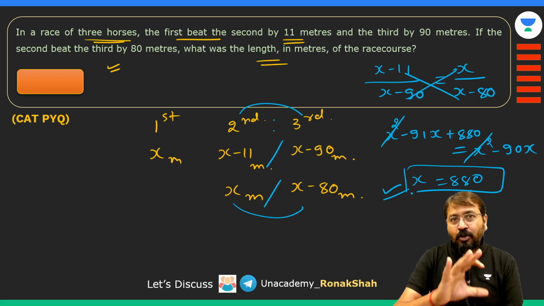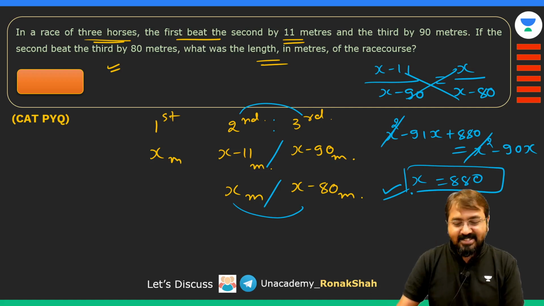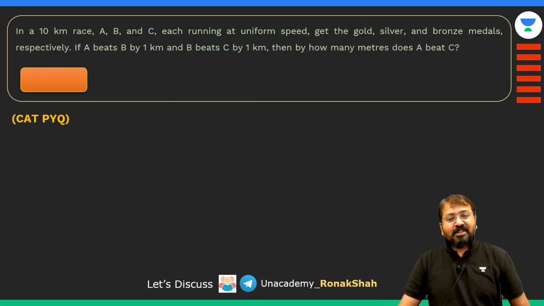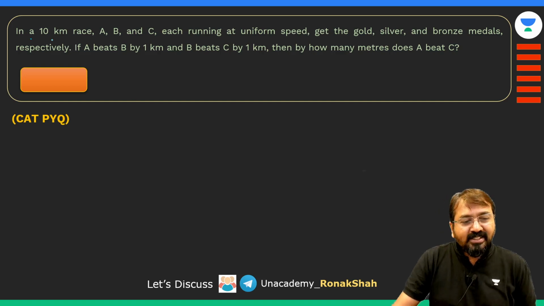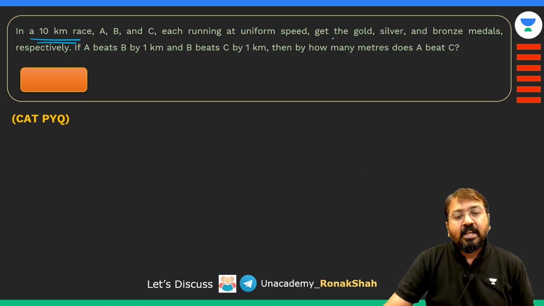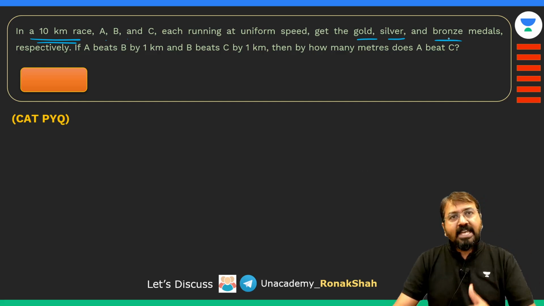So make sure that you are not leaving any such question untouched in the exam. Okay, let's take one more question, guys. In a 10 kilometer race, A, B and C, each running at a uniform speed, get gold, silver and bronze medals. Now what do we get based on this?